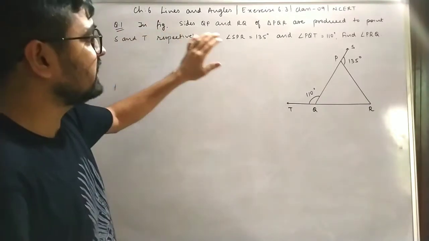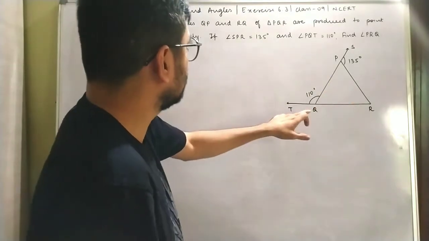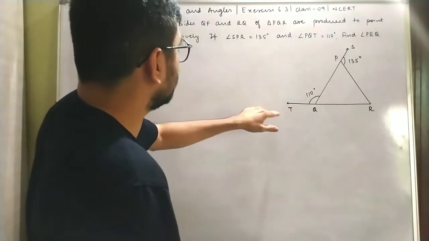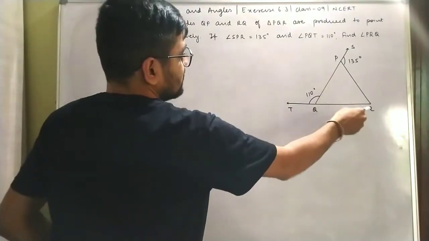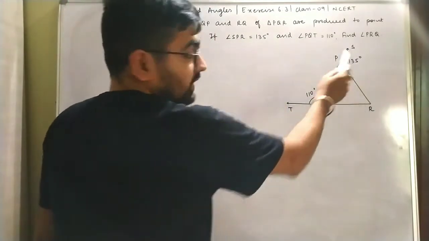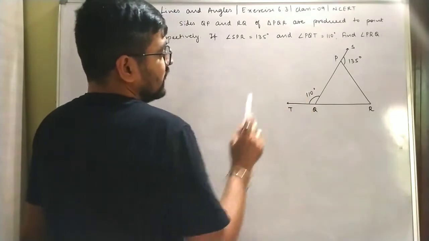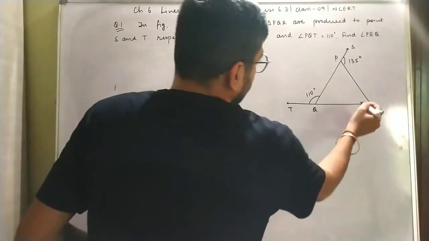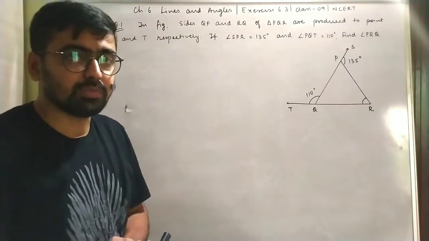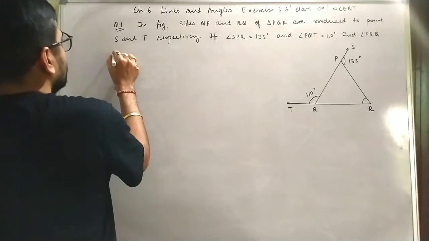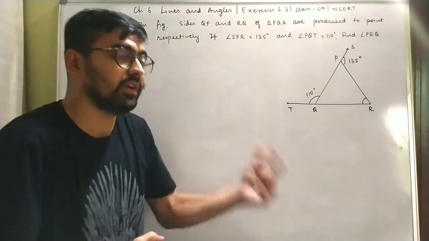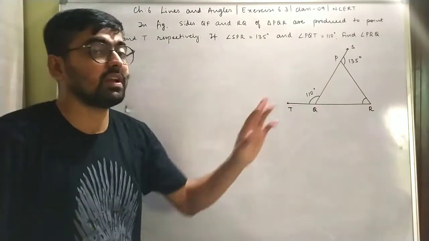In the figure, sides QP and RQ of triangle PQR are produced to points S and T. So QP is produced to S, RQ is produced to T respectively. Angle SPR is 135 and angle PQT is 110. Then find angle PRQ. We are supposed to find this particular angle. Now how are we supposed to do that? So first of all, look at the figure and try to understand what we can find first so that we can get to our required angle.